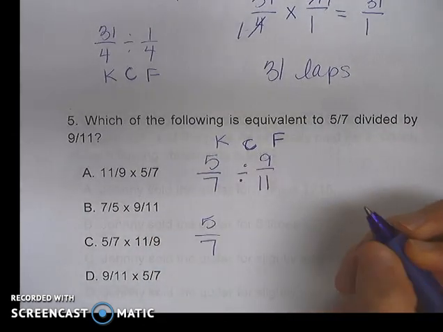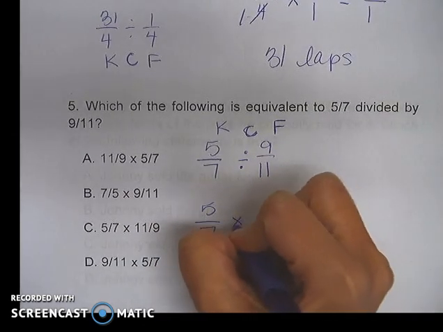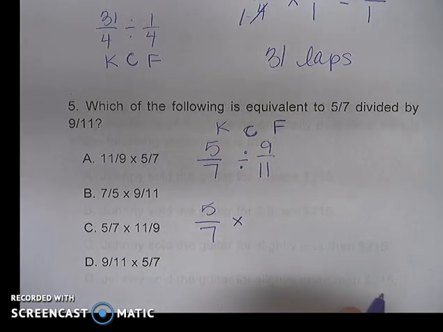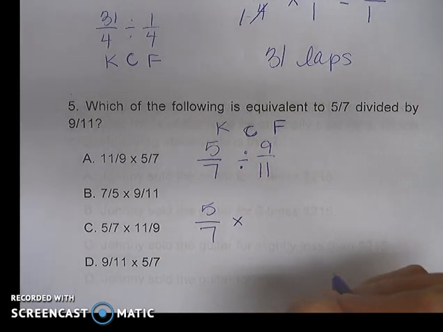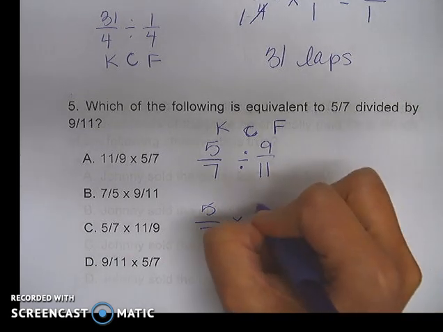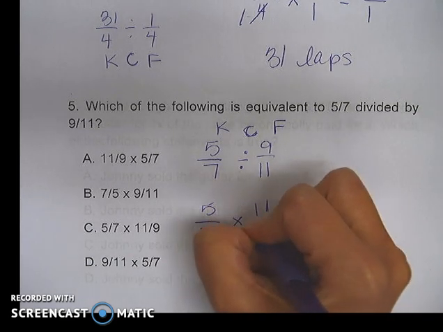Change the division sign to a multiplication sign. Flip the second fraction to its reciprocal, and it becomes 11/9.